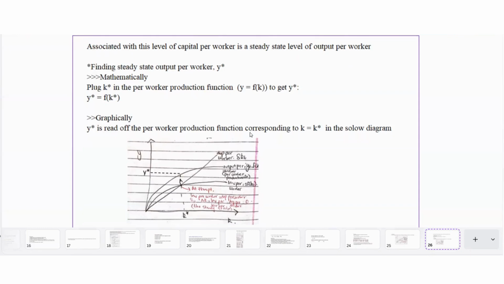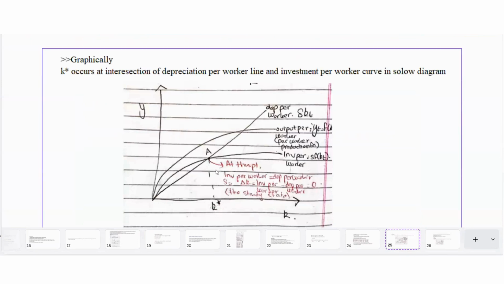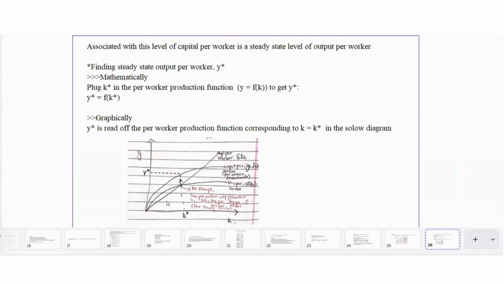Graphically, how do we find the steady state level of output per worker? So Y star is read off our per worker production function corresponding to K equal to K star in the Solow diagram. In the Solow diagram, we discussed that K star occurs at the intersection of the depreciation per worker line and the investment per worker curve, right? So the steady state level of output per worker will just be read from the per worker production function, which is given to us as the output per worker, corresponding to K star in the Solow diagram. If this is the steady state level of capital per worker at the intersection of the depreciation per worker line and the investment per worker curve.